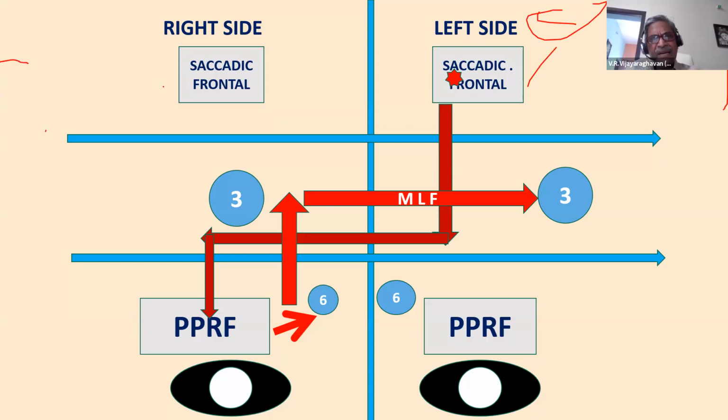This is all I've written, the left and right side. Now imagine the left side frontal lobe is giving instructions: move the eyes fast. That's saccadic movement. Move the eyes very fast.